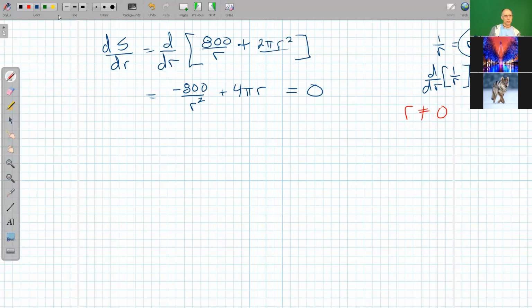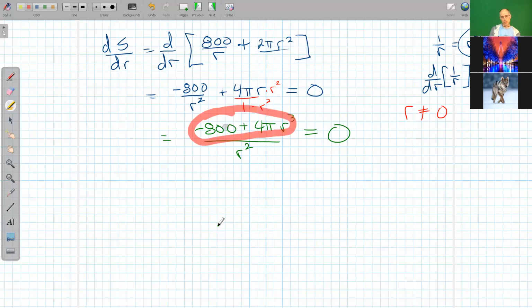So to solve this here, I am going to have to view that as over 1. Common denominator would be r squared. So I'm going to have to multiply in an r squared, top and bottom. So my new function is negative 800 plus 4 pi r cubed all over r squared. And the only way this can equal 0 is if the numerator is 0. Denominator can't be 0. So that makes this a little easier to solve.